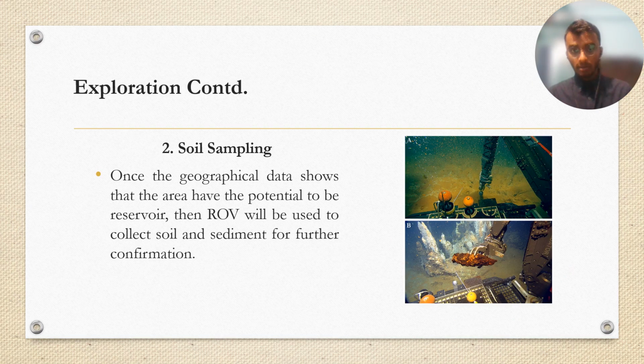The second type of evaluation is soil sampling. Once the geographical data shows that the area has the potential to be a reservoir, then an ROV will be used to collect soil and sediment for further confirmation. It has been illustrated on the right side of this slide in these two pictures, as you can see.